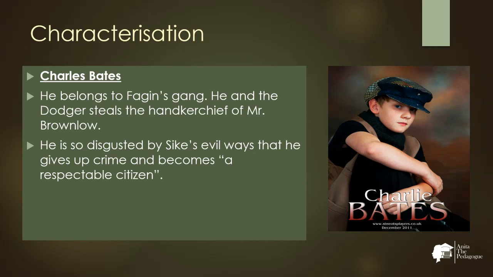Charlie Bates. He belongs to Fagin's gang. He and the Dodger steal the handkerchief of Mr. Brownlow. He is so disgusted by Bill Sykes' evil ways that he gives up crime and becomes a respectable citizen at the end of the story.